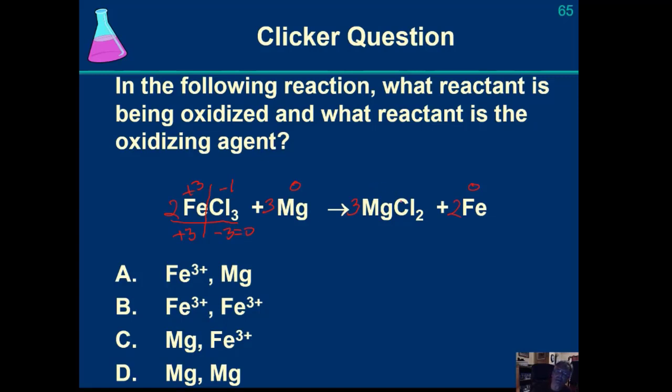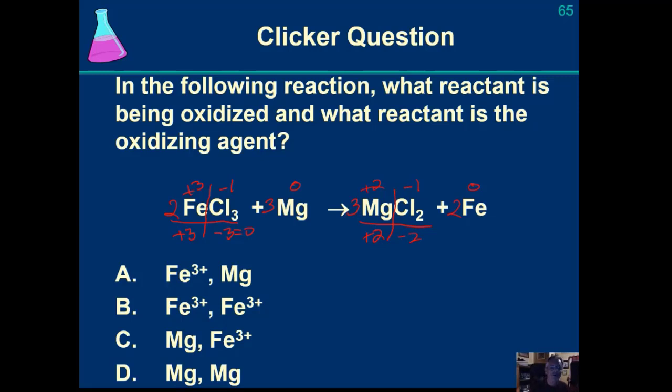This one should be really easy because magnesium is an alkaline earth metal, but let's pretend that it wasn't. How would you tell that it's a +2? Because the chloride is more electronegative, and I got 2 of them. 2 times a -1 is -2. So this has to be a +2.